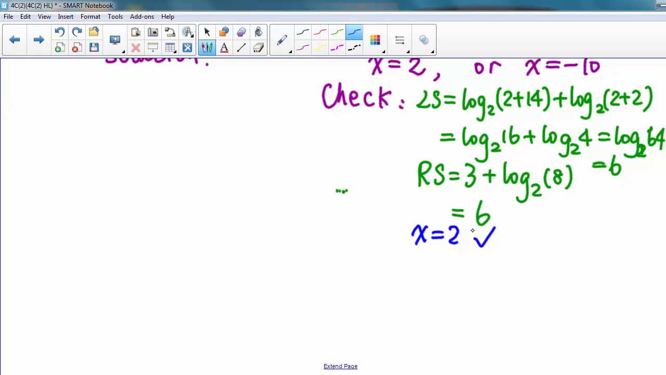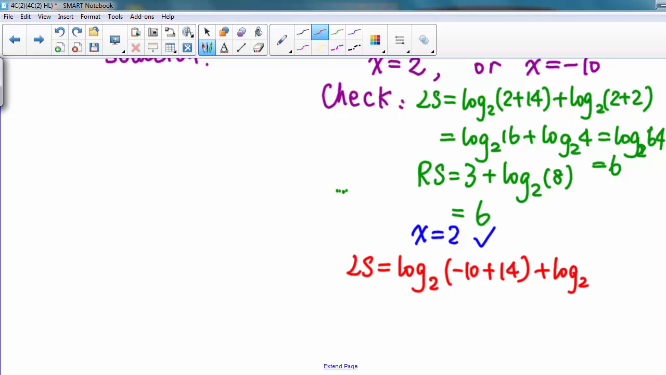Okay, how about x equals negative 10? So x equals negative 10. I will do the same thing. On the left side, I plug in. I will have log base 2 of negative 10 plus 14, then plus log base 2 of negative 10 plus 2. Okay, I don't even need to continue anymore because I will see the problems arising.